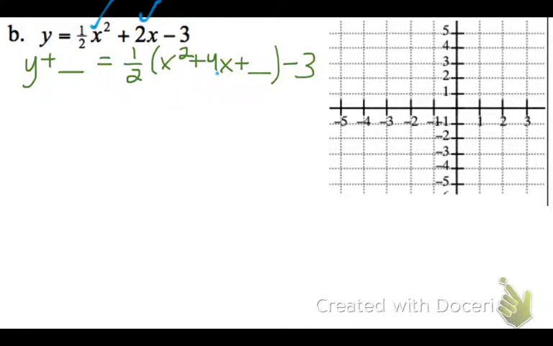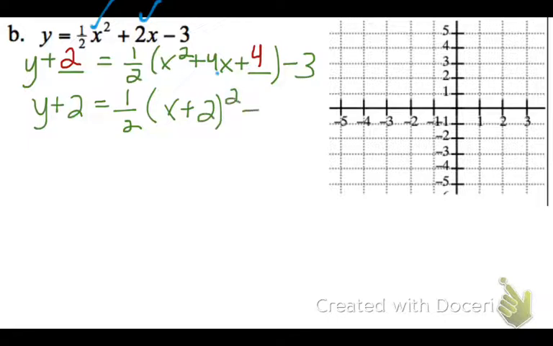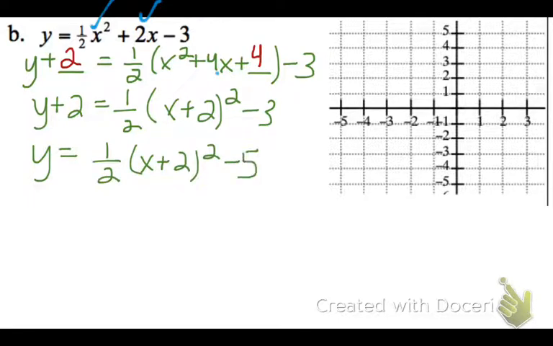Okay, so what value should we add? We should add 4 here, but that would really be adding only 2 to the left side of the equation. Okay, so we have y plus 2 equals 1/2 times x plus 2 squared, you factor that, minus 3. So y equals 1/2 x plus 2 squared, and subtract 2 from both sides, we get a minus 5. So these two numbers will give you the vertex. The vertex is -2, comma -5.